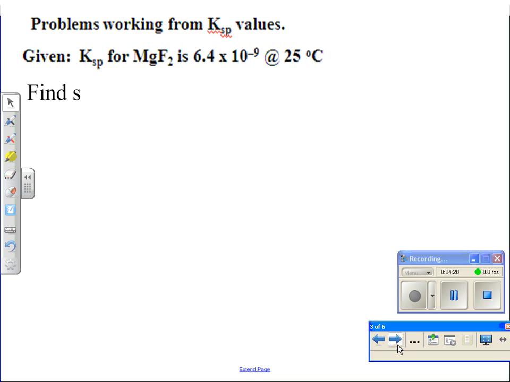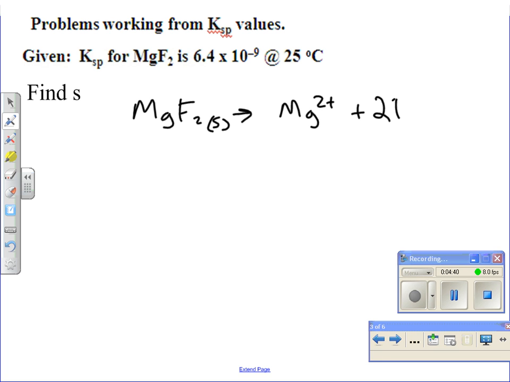Here's another problem. Same exact thing. First thing you're going to do is write the reaction. So I'm going to write the reaction. MgF2 as a solid is going to break into Mg2 plus 2F minus. Bam. Next thing I do is a mini ICE table.